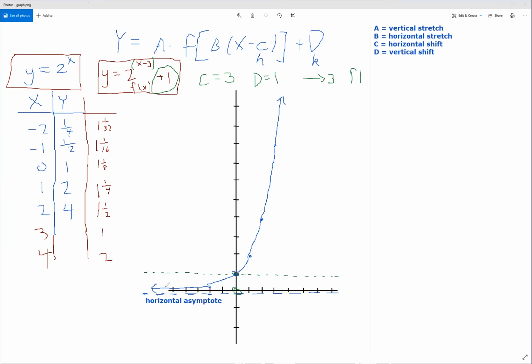But now this line is elevated. It's off of the x-axis. Well, we went to the right by 3 and up by 1. So this point right here, I'm going to put a little x here. This is like our new origin. And from this point, we're going to graph all the same points.